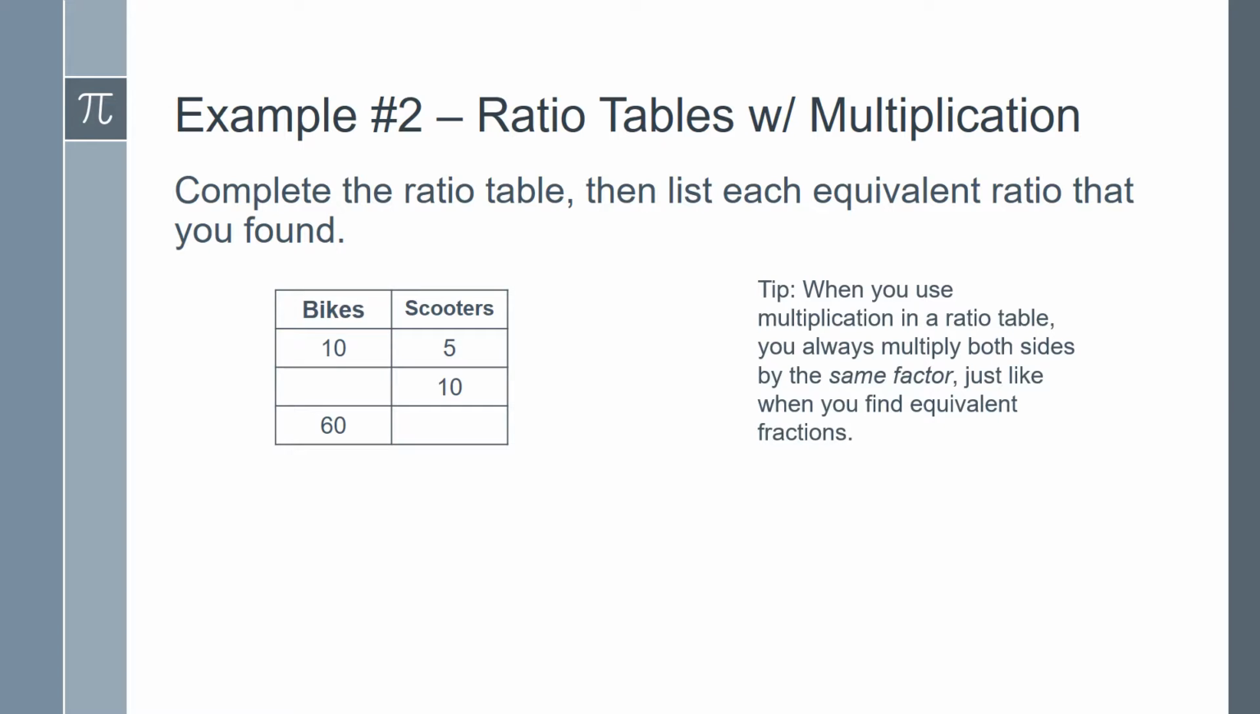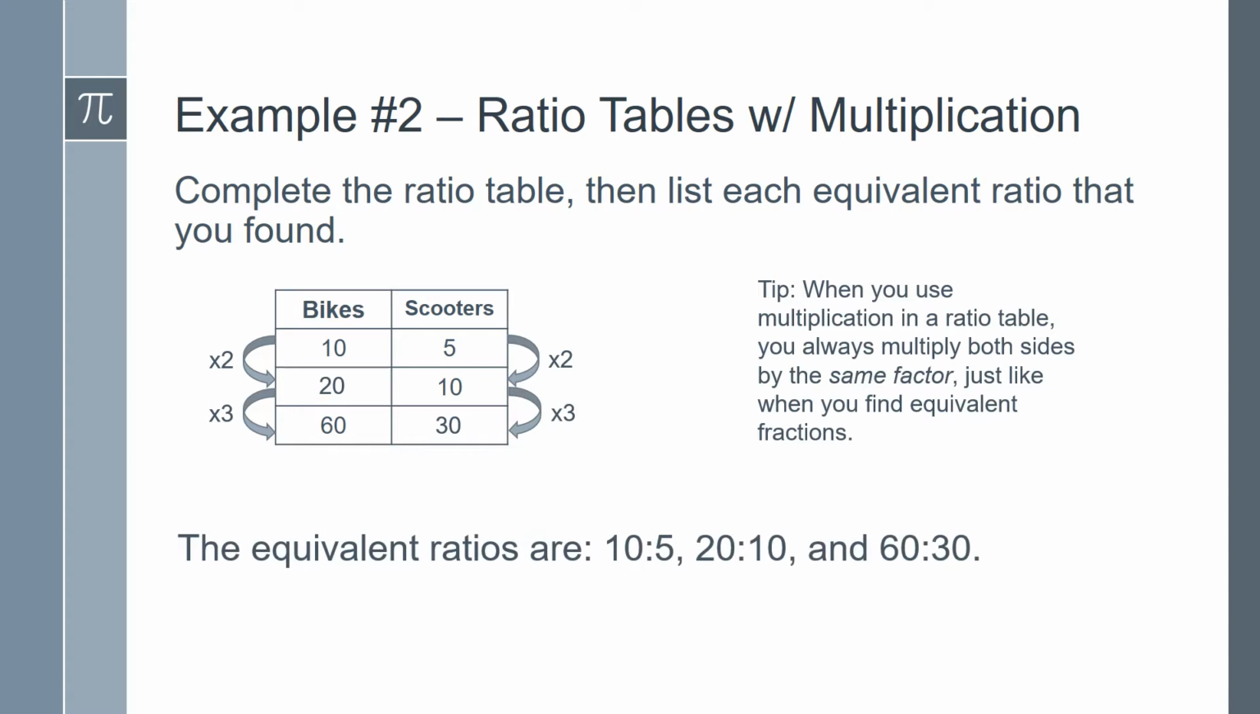Initially we have 10 bikes and 5 scooters. In the second step we know that we will have 10 scooters, so we need to multiply 5 times 2. In order to keep the ratio the same, we must also multiply the bikes times 2. 10 times 2 is 20, so we found our second ratio. Now to move to the third step, from 20 to 60, we need to multiply by 3, which means to keep the ratio the same, we must multiply the other side by 3. So we find that the number of scooters is 30. The equivalent ratios are 10 to 5, 20 to 10, and 60 to 30.